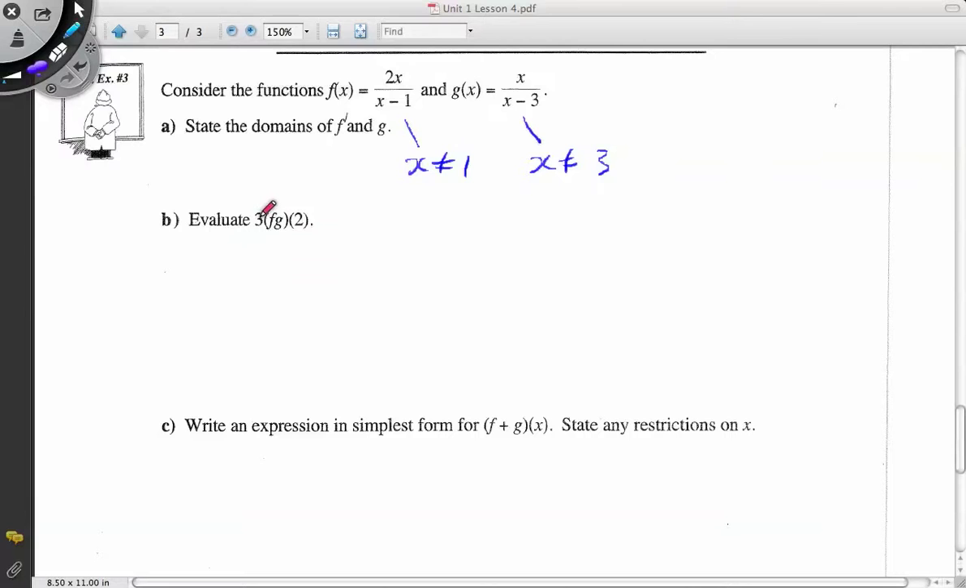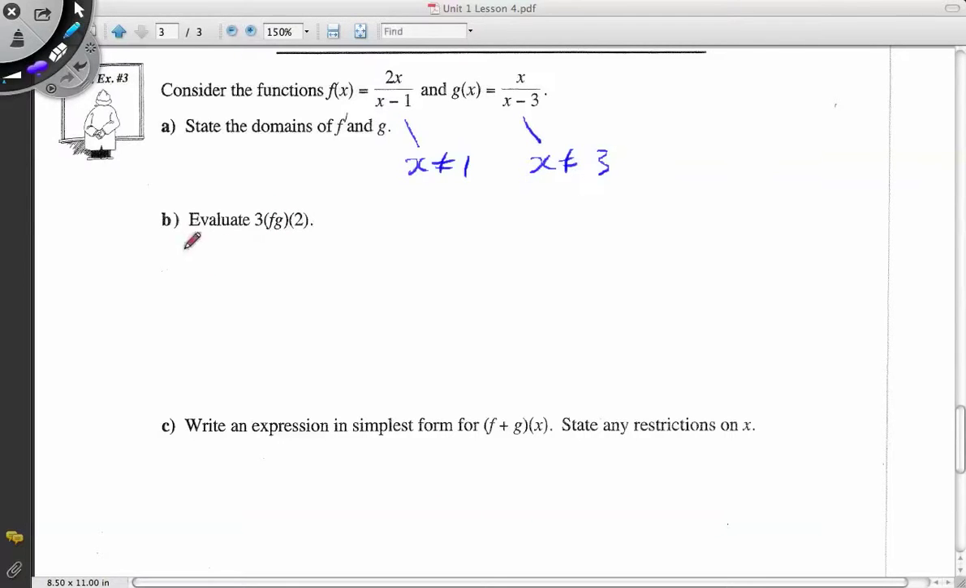Evaluate 3 times f times g when x is 2. We're going to multiply these two functions together and then multiply by 3 and put in 2 for x. We could cheat, I guess, and put 2 in here and here, find the values of each separately, and then multiply 3 times the values we get, one for f and one for g.